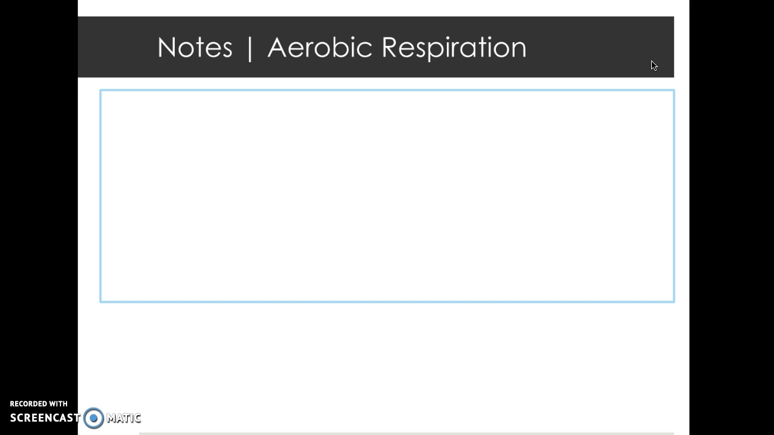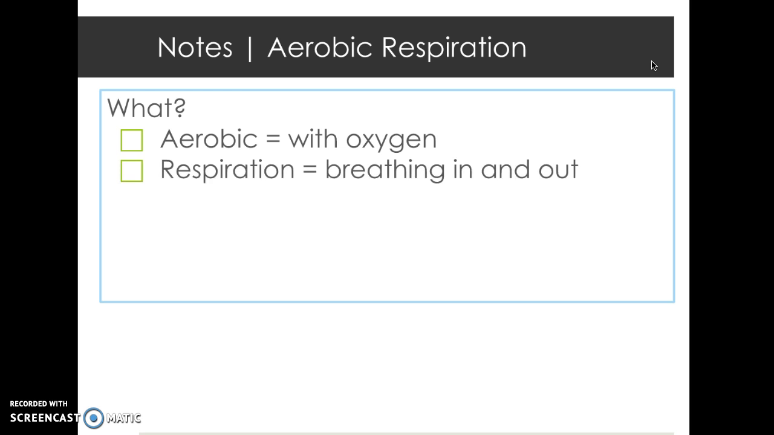Let's start with aerobic respiration and what that means. If you start with aerobic, aero, the beginning of that word actually means air. So aerobic respiration specifically refers to with oxygen. The presence of oxygen has to be there in order for this to occur. And respiration, as we discussed last week, is the breathing in and out. So pretty much aerobic respiration is cellular respiration that can occur when oxygen is present.